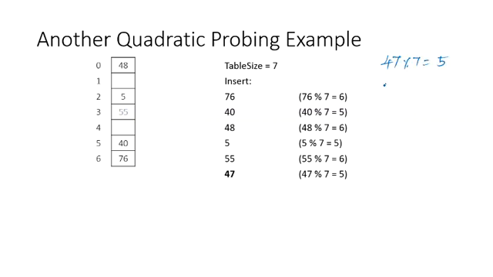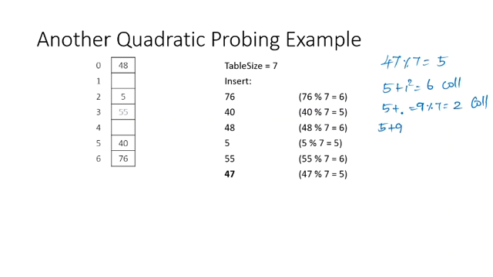So 5 is occupied. So 5 plus 1 squared, which will be 6. 6 is occupied, a collision happens. Then 5 plus 9, which is 9 mod 7, which will be 2. Again, a collision happens. Sorry, it is 1 square.